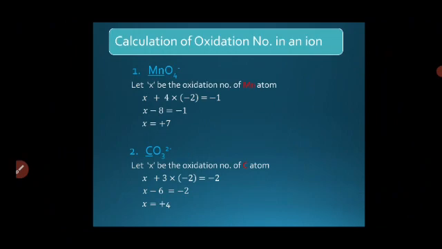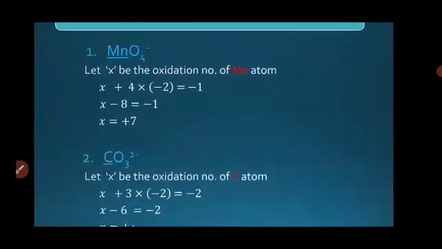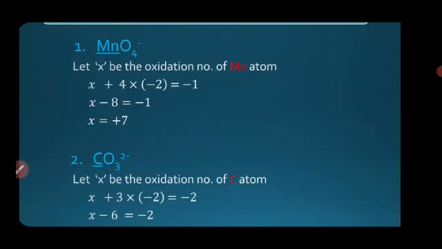Now, calculation of oxidation number in an ion, how can we calculate? The same method is there, only instead of taking the total as 0, we have to take it as the charge on that polyatomic ion. Now why is it called polyatomic? Because it contains more than 2 atoms. Therefore it is called polyatomic ions.